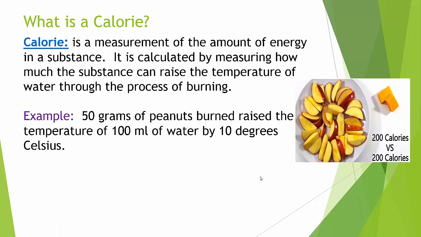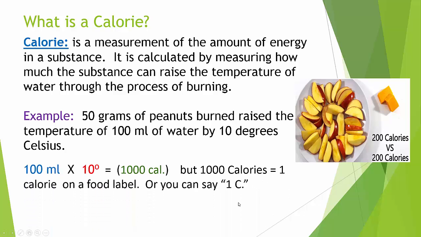If we have 50 grams of peanut butter, and the 50 grams of peanut butter burned raise the temperature of 100 milliliters of water by 10 degrees. Let's look at what the problem would look like. Okay, so we have 100 milliliters of water times 10 degrees, because it raised that 100 milliliters by 10 degrees. So you simply multiply the number of milliliters by the change in the temperature. So it's 100 milliliters times 10. Well, 10 times 100 is 1,000. So that would be 1,000 calories.